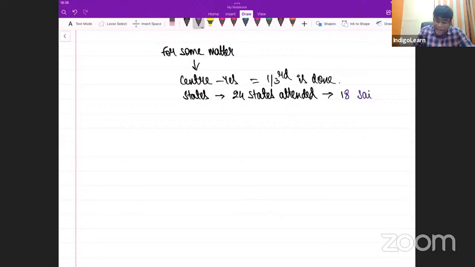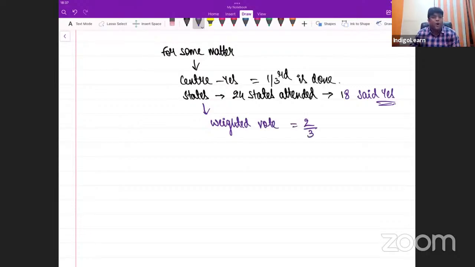And when 24 people came, let's say 18 said yes. So from the states' point of view, what is the weighted vote? How do we calculate the weighted vote? How much vote do they have? 2/3. That's the weight they have. So it is 2/3 into 18 divided by 24.